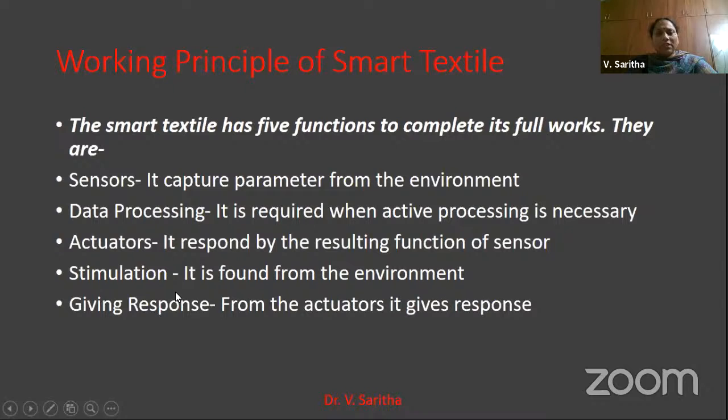Then stimulation. It is found from the environment. That is what we actually want to sense. That will be in the stimulation. Giving response, the actuators give the response. So once a particular function is performed, then the response will be given as an end product.